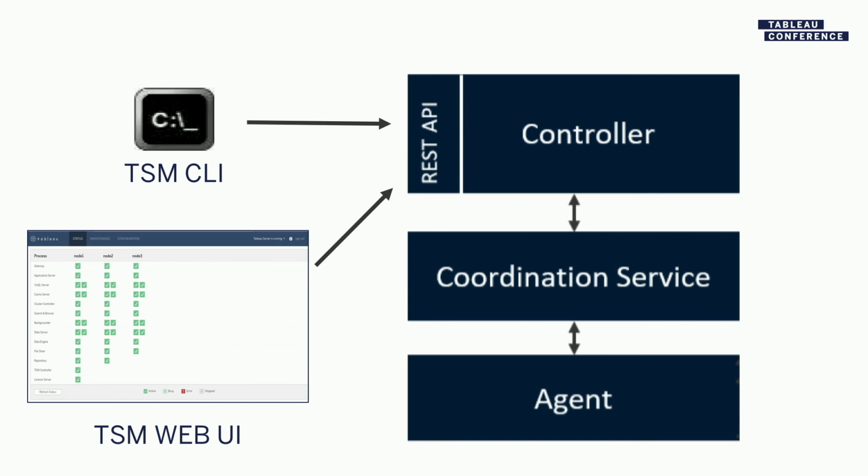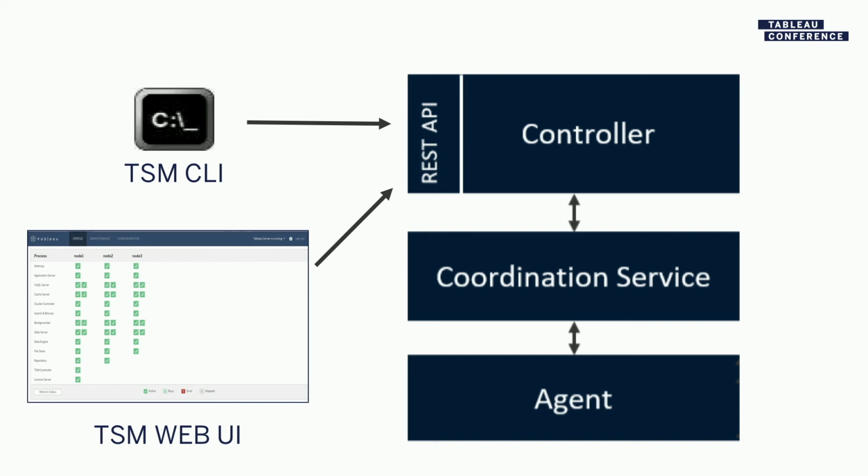The first one is controller. Controller listens to the TSM REST API for requests, and then it makes decisions about what to do next. The coordination service, also known as Zookeeper, is the source of truth for the entire server. And agent is installed on every node and is constantly listening for changes in the coordination service.